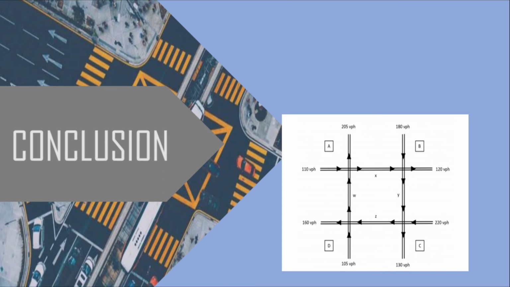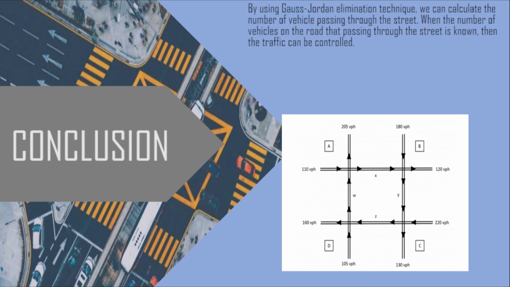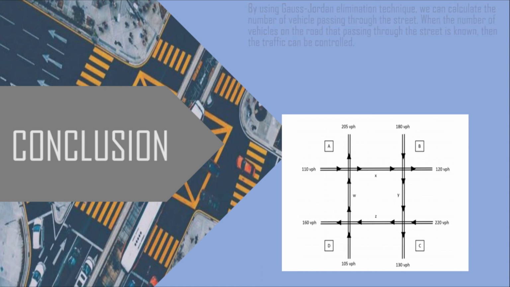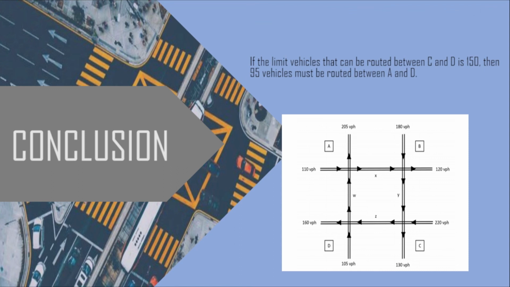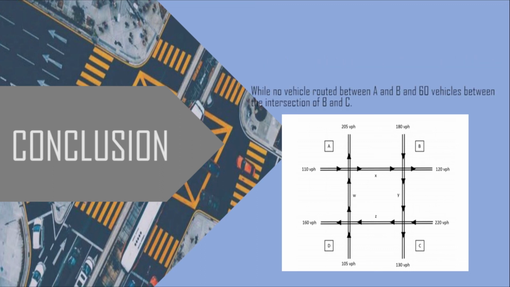So, the conclusion is, by using the Gauss-Jordan elimination technique, we can calculate the number of vehicles passing through the street. When the number of vehicles passing through the street is known, then the traffic can be controlled. Thus, from this problem, we can conclude that in order to have a smooth traffic flow without jams in downtown Batu Pahat Johor, if the limit of vehicles that can be routed between C and D is 150, then 95 vehicles per hour must be routed between A and D, while no vehicles are routed between A and B, and lastly, 60 vehicles between the intersection of streets B and C.